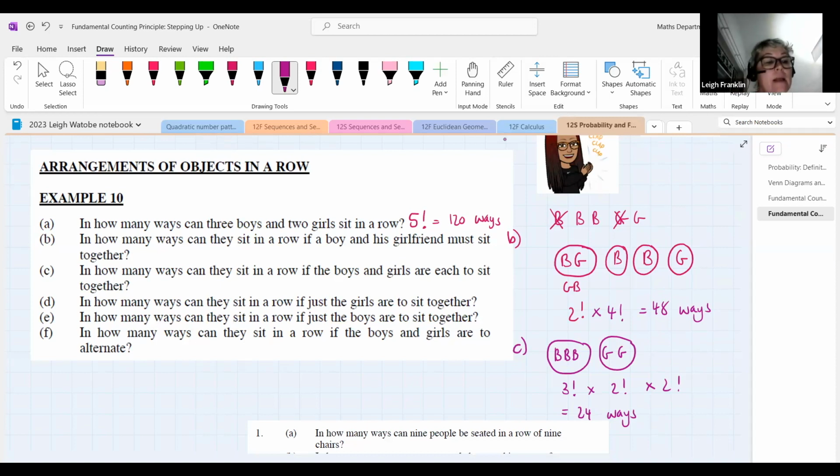Okay. Now in question D, they said, in how many ways can they sit in a row if just the girls are to sit together? So we've got to have the girls together as a group. And now we've got 3 boys with whom they can be arranged. So it'll be 2 factorial by 4 factorial. Okay, so that would also be 48 ways. Is that making sense to everybody?